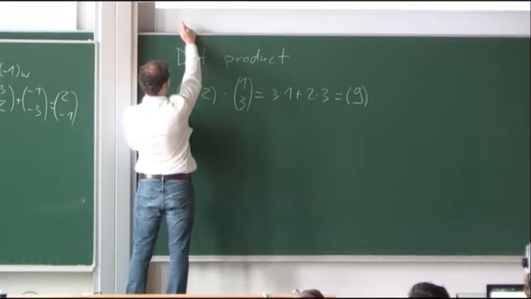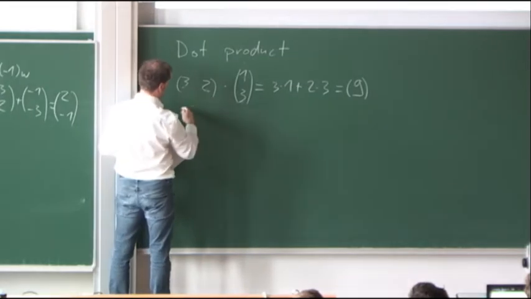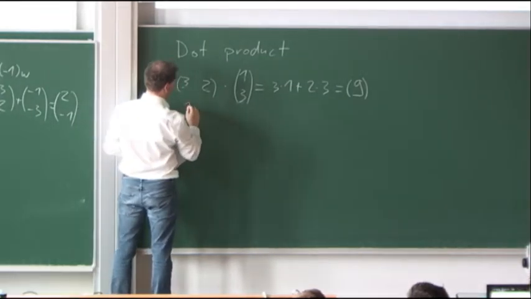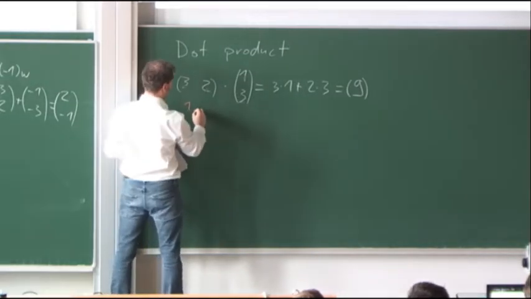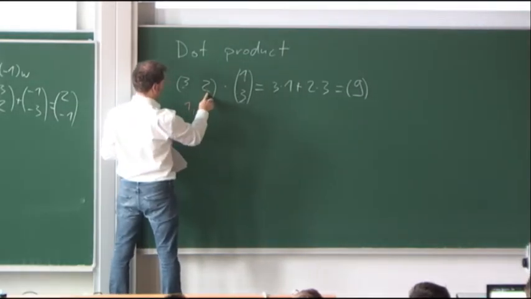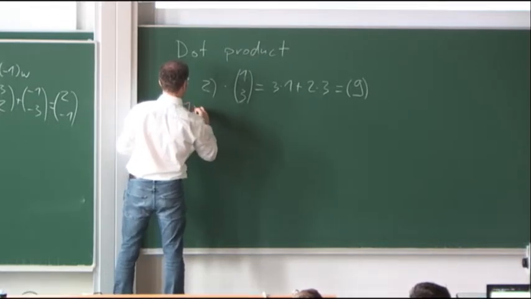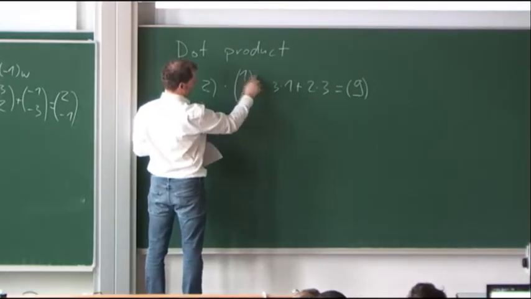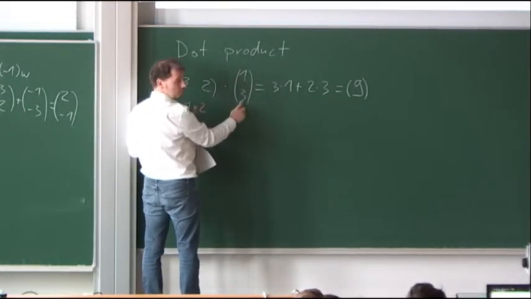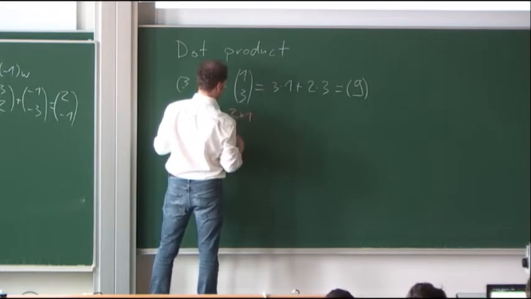So this vector on the left, the number of rows is 1. So you always name the number of rows first. The number of rows is 1, and the number of columns is 2. So it's a 1 by 2 matrix. And here, the number of rows is 2, and the number of columns is 1. So it's a 2 by 1.